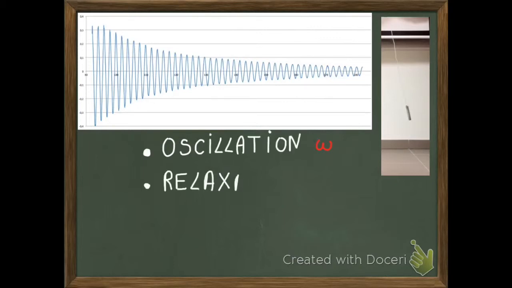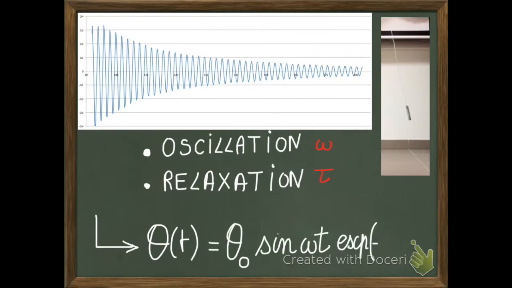Just looking at the behavior, we immediately observe, at least for the long time, that we have an oscillation with a frequency omega that is pretty well defined, and that we also observe the relaxation that we expect to describe with the time tau, using theta of t equals theta 0 sine omega t times exponential of minus t over tau. Let's have a look if that makes sense and if we can define omega and tau quantitatively.